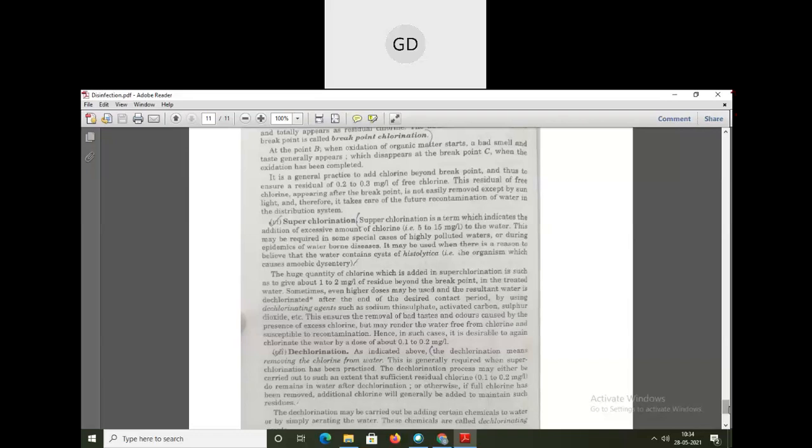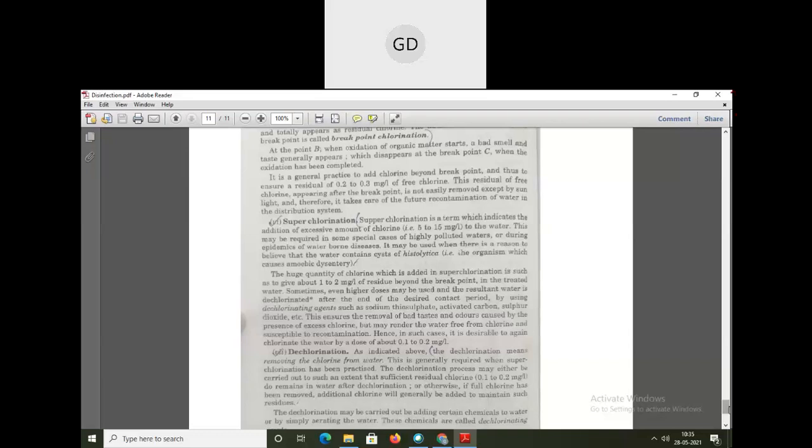It may also be used when there is a bacteria in the water named the cyst of histolytica, which causes amoebic dysentery. When amoebic dysentery is there and you want to kill the cyst of histolytica, you have to add an excessive amount of chlorine to the water. The amount is 5 to 15 milligram per liter.